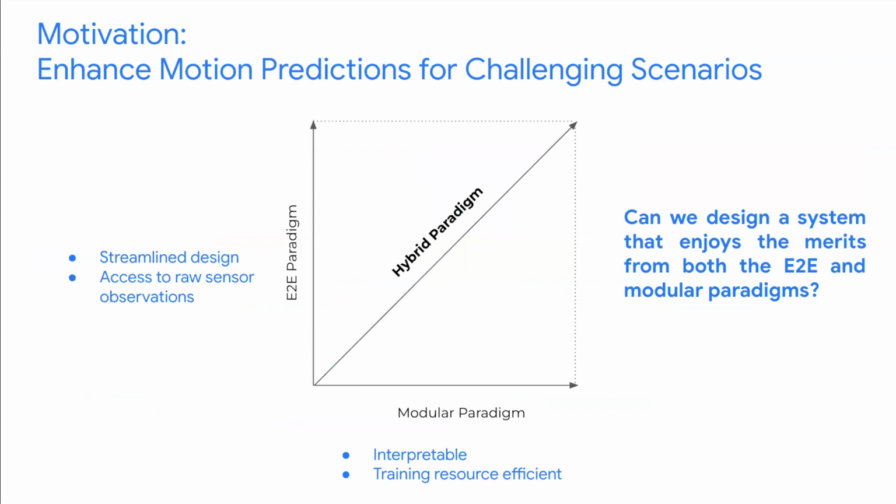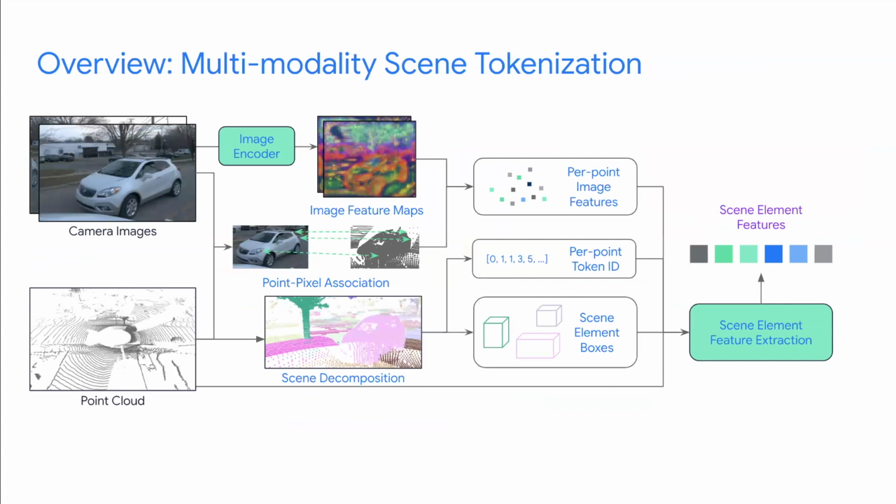In our work, we explore a hybrid system for behavior prediction, which combines the merits of both the end-to-end and modular paradigms. We train behavior prediction models which take in camera images and LiDAR point clouds, in addition to the perception outputs and map information used by modular approaches. Our primary contribution is a method of tokenizing multimodality self-driving scenes summarized here.